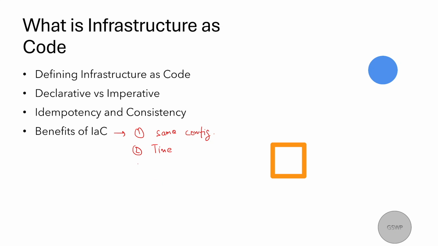Third one is, if you have a big team, then IaC is very important there, because everyone can use the same infrastructure as code for provisioning resources, and the target resource will be of the same configuration. So you can share your code with the team members and they can use this code to provision resources. So these are the three very important benefits. There are so many other benefits.